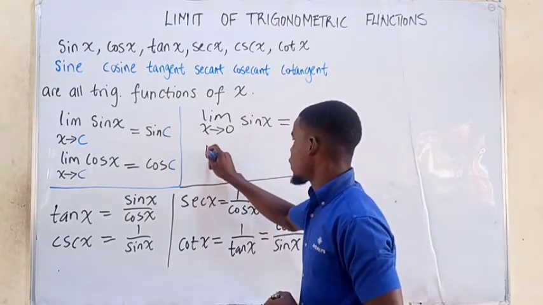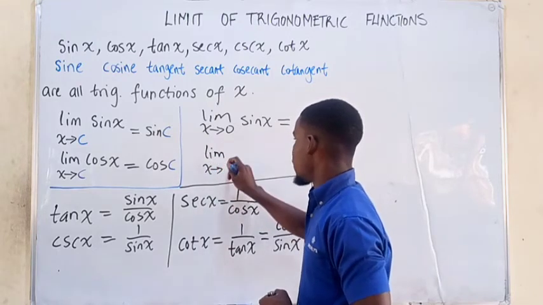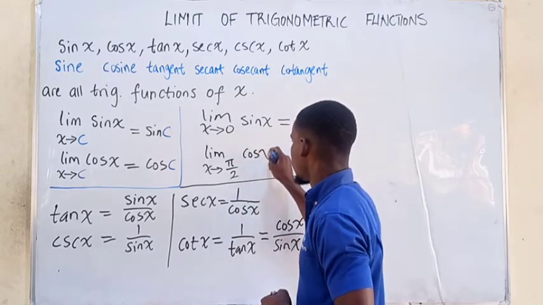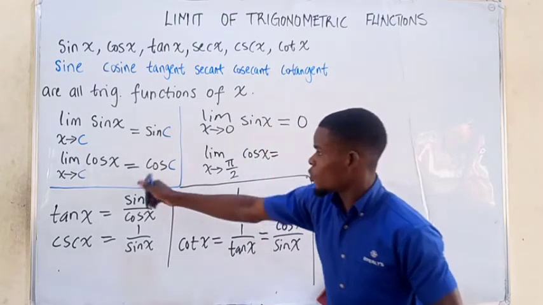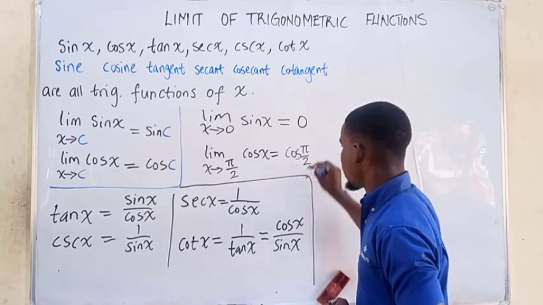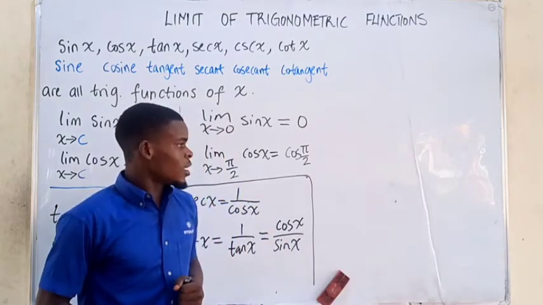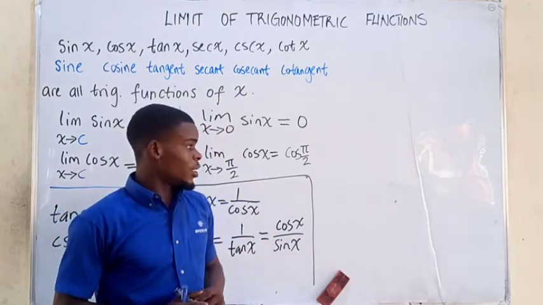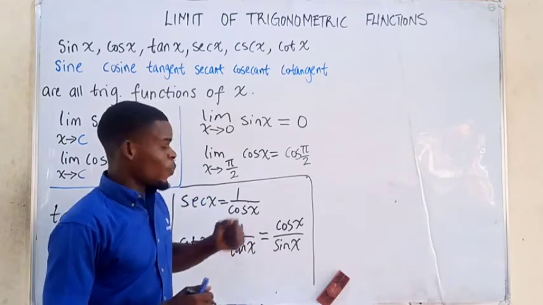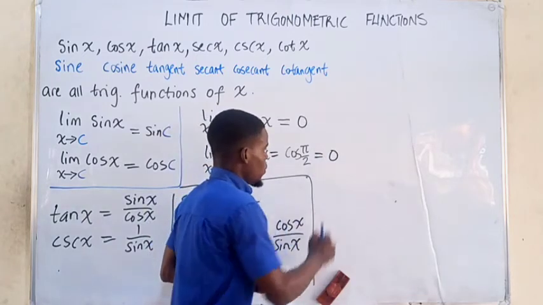The next thing we'll do here is the limit as x tends to pi over 2 of cosine of x. By substitution, we're going to have cosine pi over 2. Pi over 2 is an angle measured in radians. We can also convert that to degrees, where pi is the same thing as 180 degrees. So pi over 2 will be the same thing as 90 degrees. And cosine of 90 degrees is going to be 0 also.